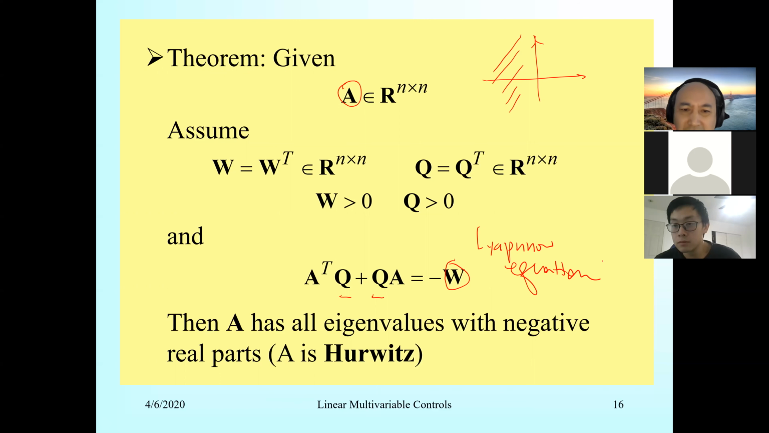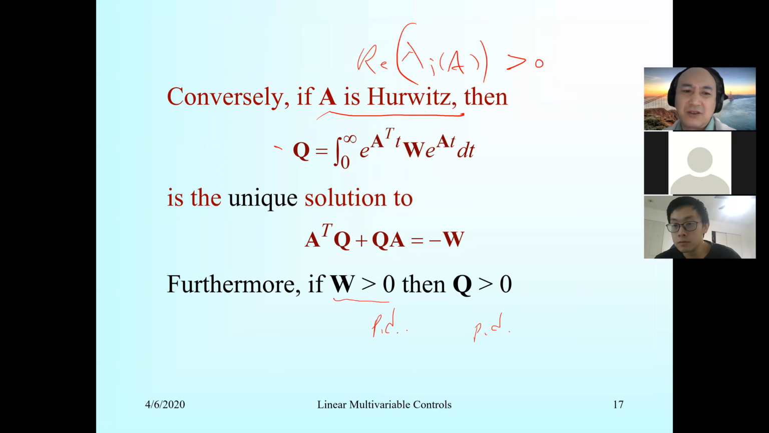After you get the Q, you check whether Q is positive definite. Then I know A has all eigenvalues with negative real parts. So we can check that without solving for the eigenvalues of the A matrix. This is actually beautiful, isn't it? The converse is also true. If A is Hurwitz, then given W, you can construct the Q, and W and Q will satisfy the Lyapunov equation.